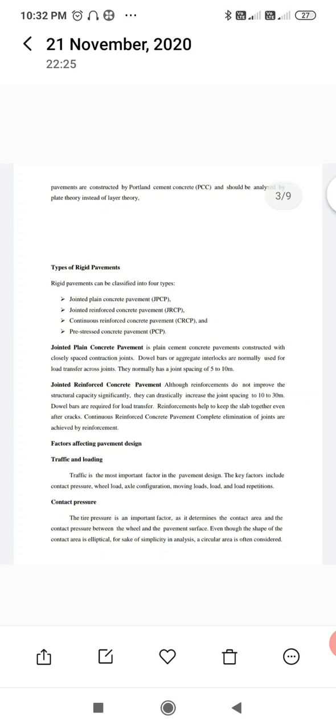Dowel bars are required for load transfer. The reinforcement helps to keep the slabs together even with the cracks. In continuous reinforced concrete pavements, complete elimination of joints is achieved by the reinforcement.